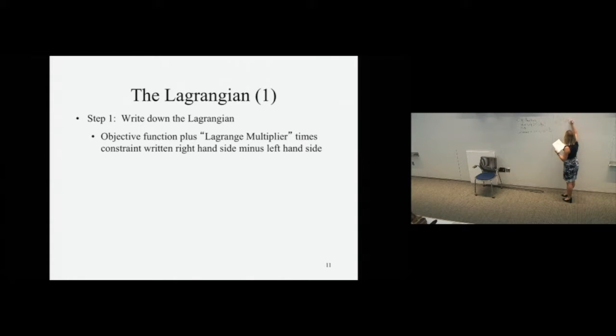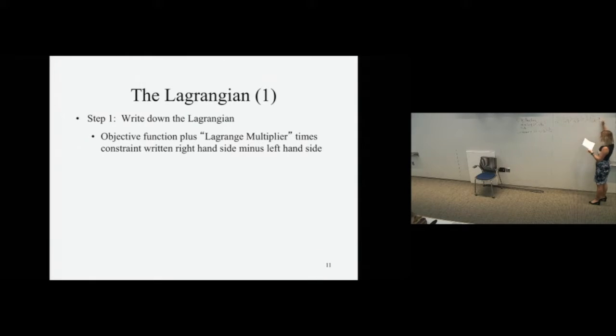Don't do the random minimization part. You write C functions: C1 is a function of Q1, and C2 is a function of Q2. There's our objective. Plus, we'll do our little Lagrangian multiplier guy. And now we're going to do the constraint, which we're going to write as the right-hand side, so Q bar minus the left-hand side.